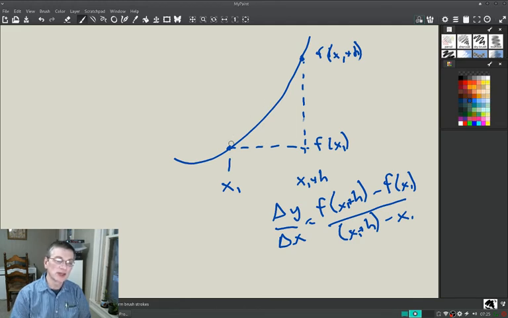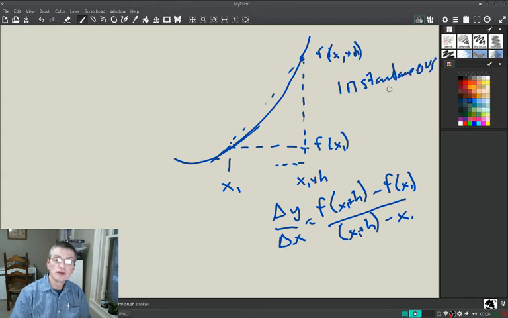You can see that the slope here is a good approximation to the slope here, but it's not exactly the same. What we're going to be doing is we're going to make this h smaller and smaller. We'll find the limit as h goes to 0. And as this gets smaller and smaller, this slope estimate gets better and better until it gets to 0, and then it's completely accurate. Then it's the instantaneous rate of change, which is also the slope.